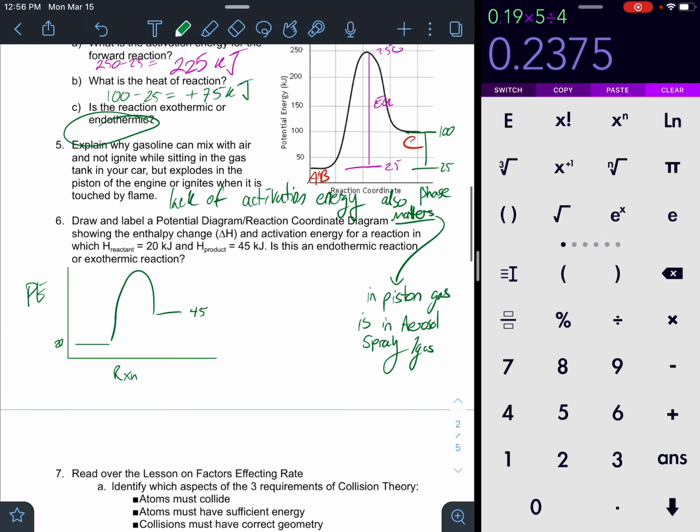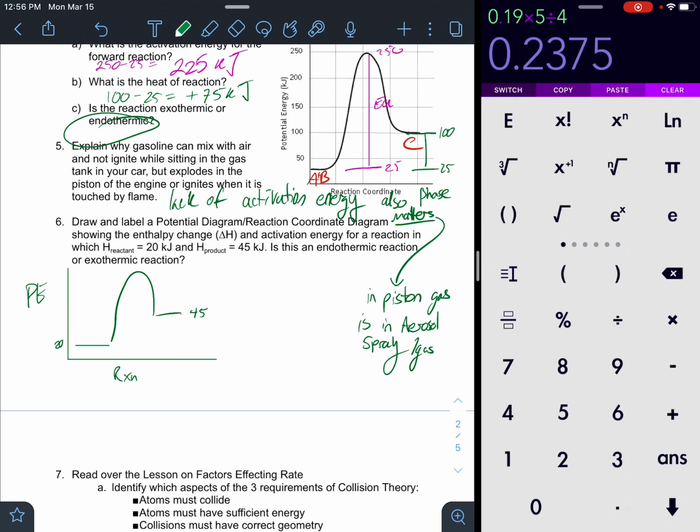Now, can we even figure out the activation energy? No, you can't. That's impossible. This we can do. And that would just be the 45 minus 20 to give us positive 25.